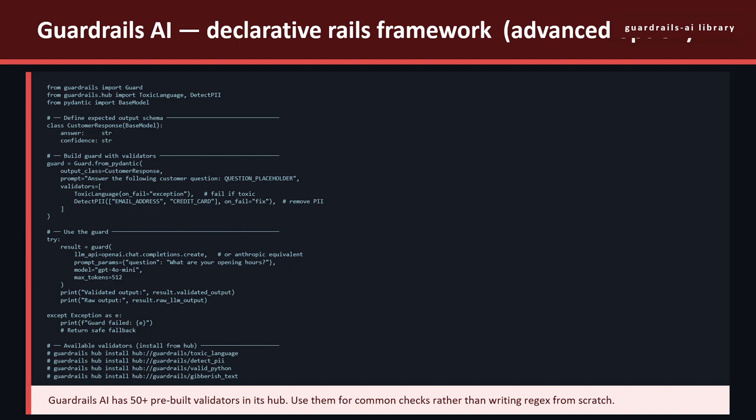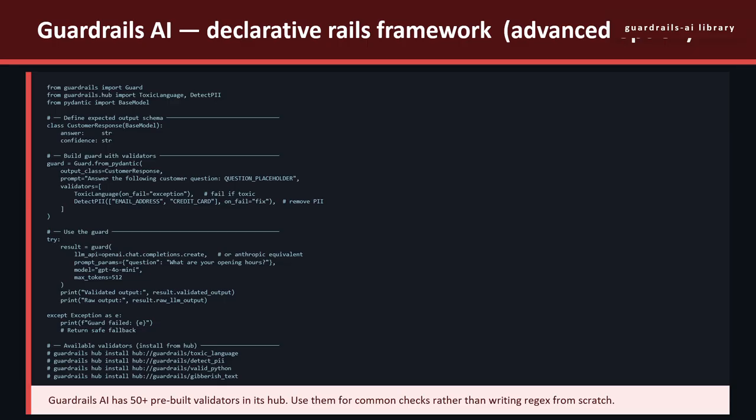Validators are objects that check specific properties of the output. Toxic language with onFail equals exception raises an exception if the output contains toxic content. Detect PII with onFail equals fix automatically removes detected PII from the response, rather than failing outright. The onFail parameter controls what happens when a validator fails. Exception stops execution. Fix attempts to correct the output. NOP passes through with a warning, and reask prompts the model to try again.